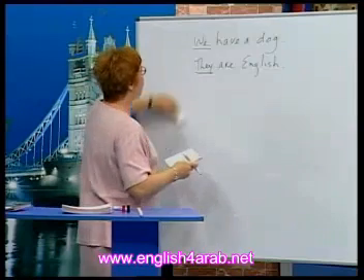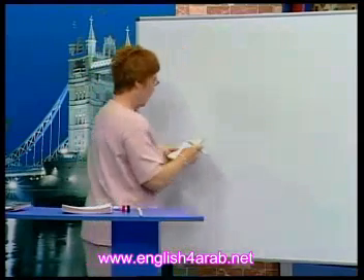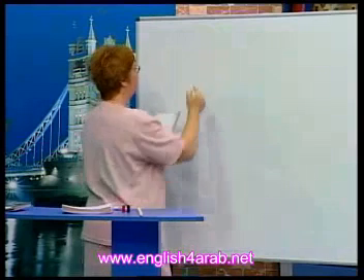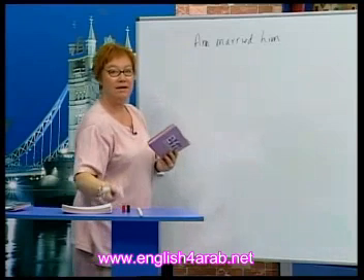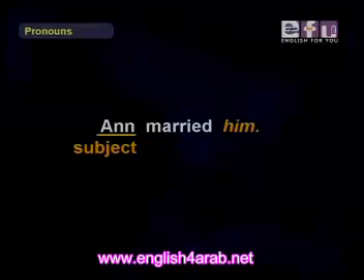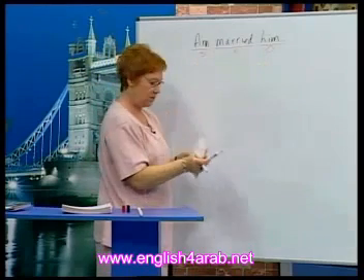So we're going to look at some object pronouns now. And here are some examples. Anne married him. Anne married him. Now, if we look at this, we see Anne is the subject. Married is the verb. And him is the object. Anne married him. All right?